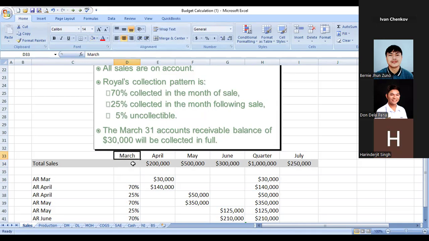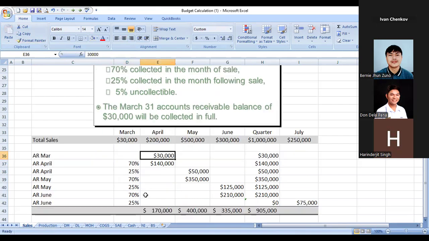that's waiting for me, that's going to be collected in April. I already know that. So the March collection will be 100,000, 30,000, sorry. 30,000 is going to be the amount that we have to collect in April. So what are we going to collect in April? First, in April, we're going to collect the 30,000 that's coming from March.